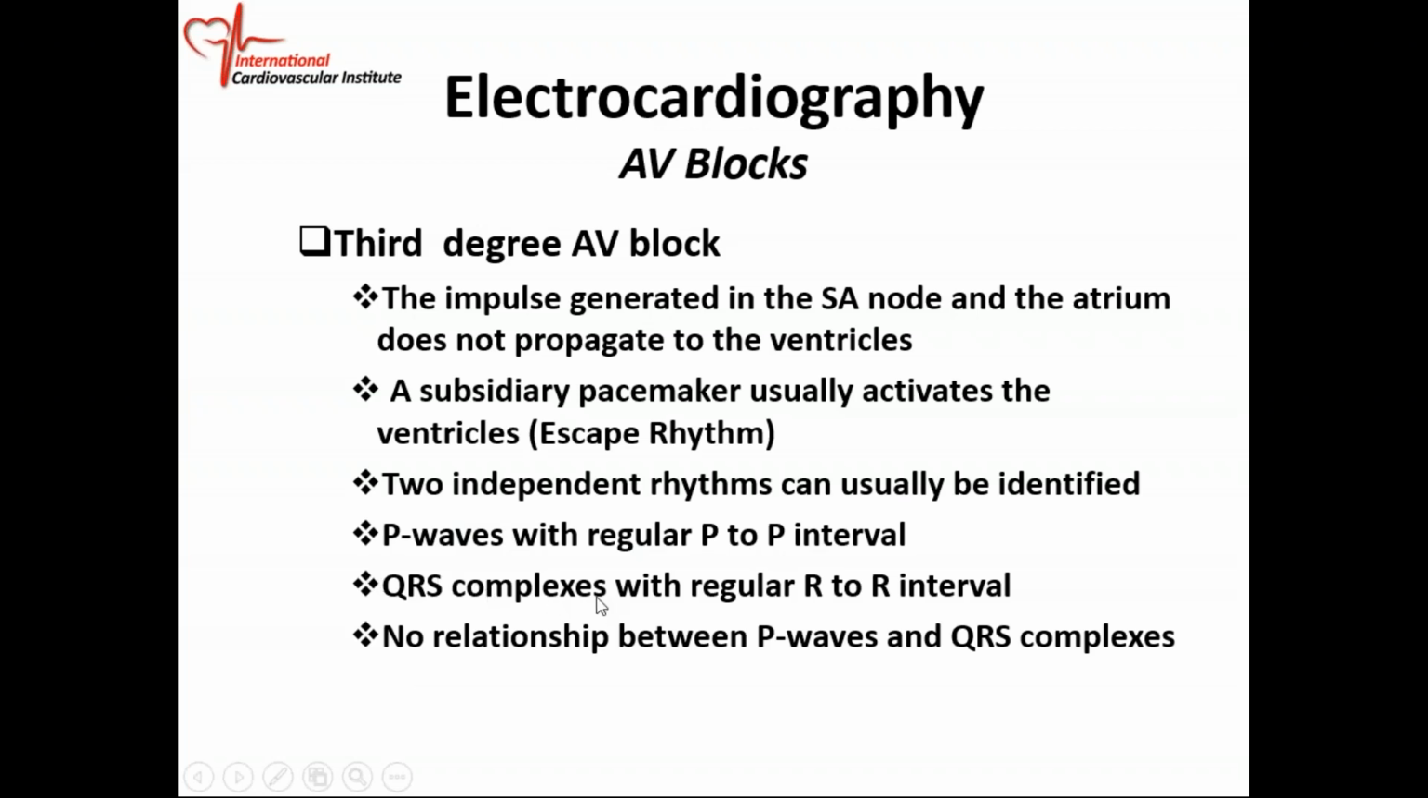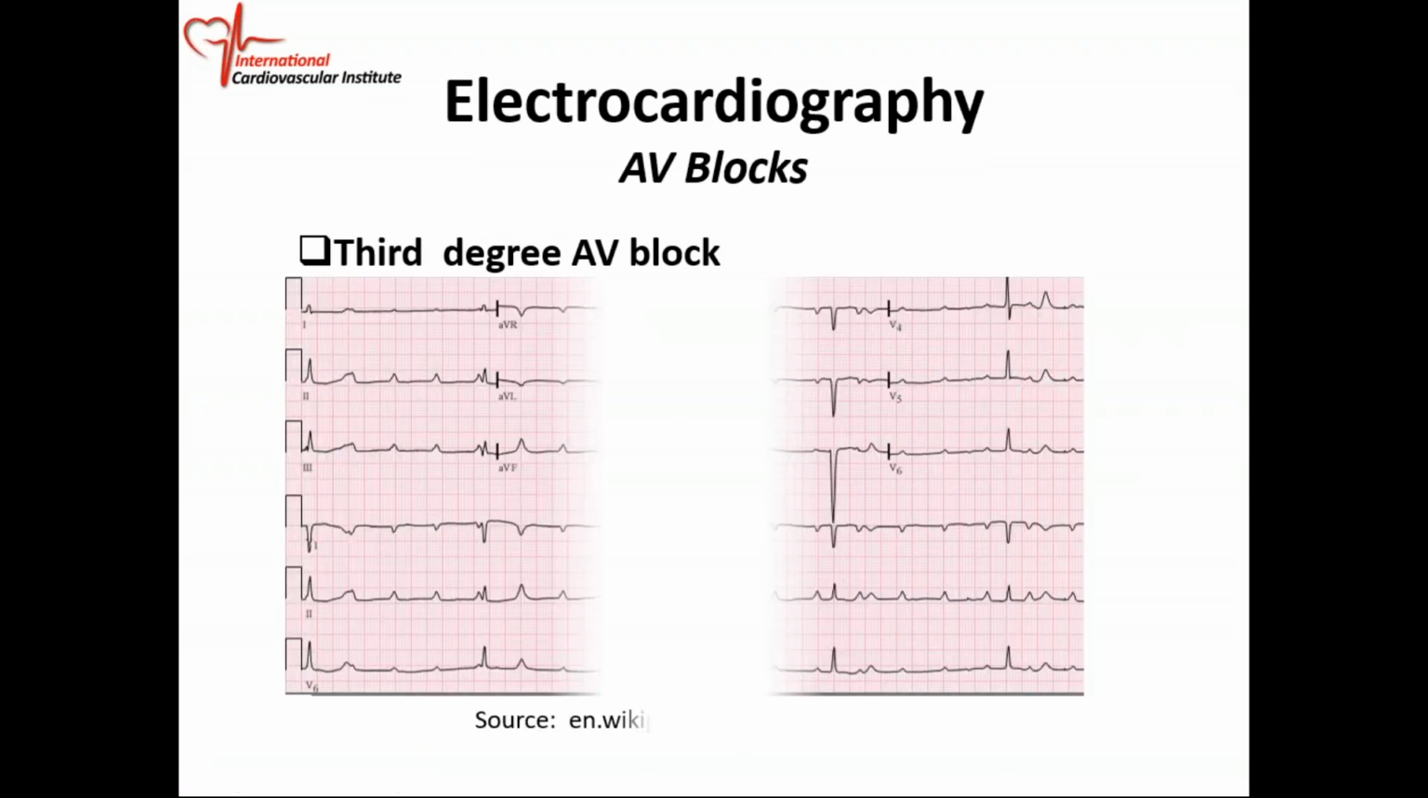QRS complex is gonna be regular as well because the ventricle is gonna be regular. So when you look at your R to R interval, it's going to be regular, but there's no communication with the atrium, so you're not going to get any PR interval. What you call the PR interval is going to vary. We know that in a normal patient, the PR interval is supposed to be fixed. So there is no relationship between the P waves and the QRS. So a third degree AV block is going to look like this.